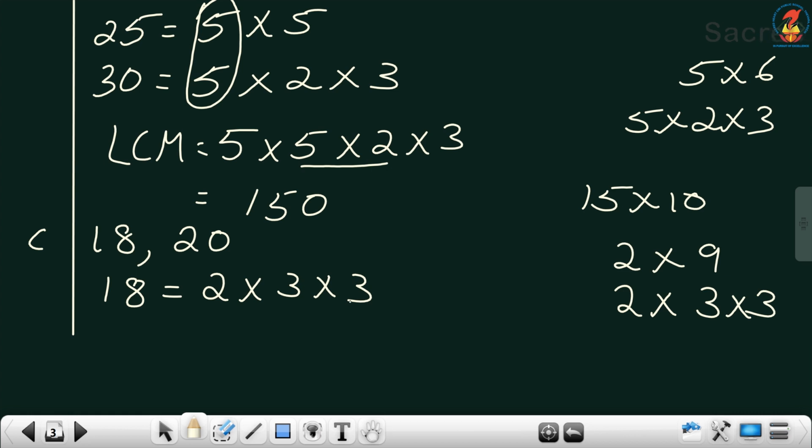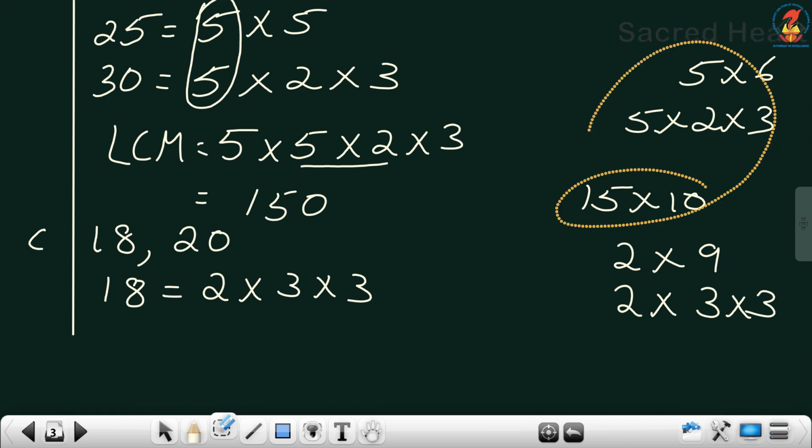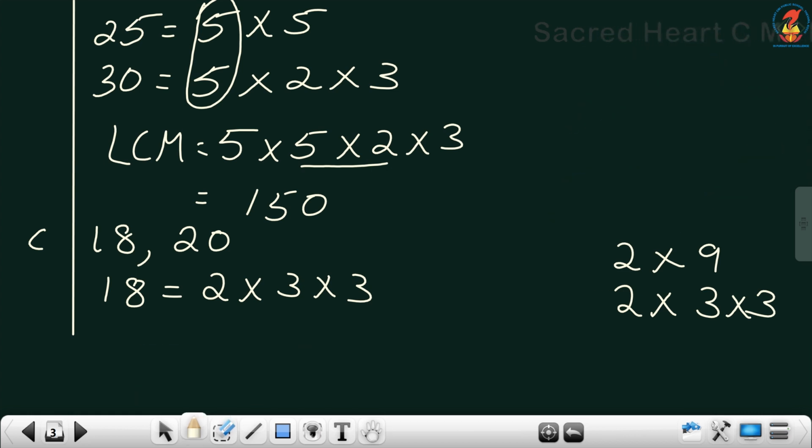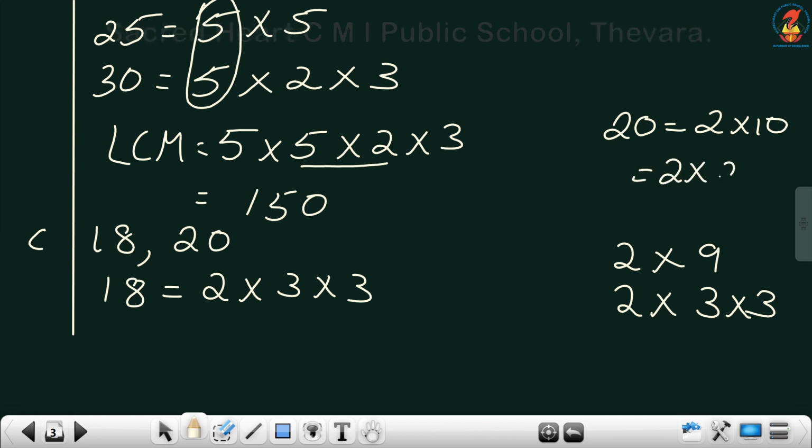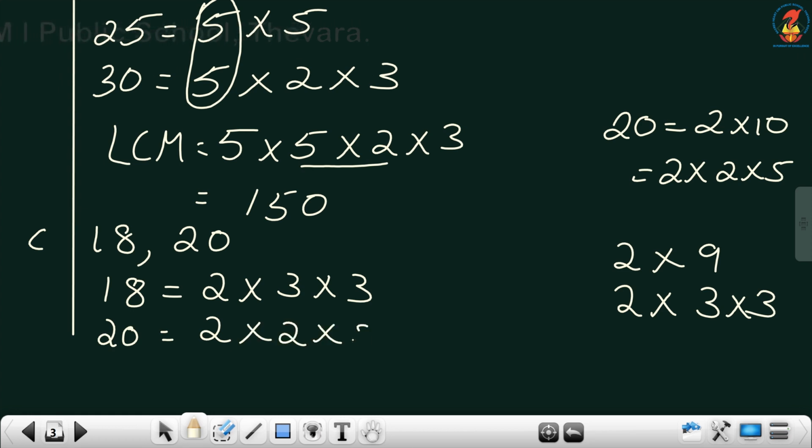Then coming to 20, children. 20 can be written as 2 into 10. Yes, but again 10 is not a prime number. So 10 has to be split. 10 can be written as 2 into 5. So you have got prime numbers now. So 20 is written as 2 into 2 into 5. So I have got one group from here.